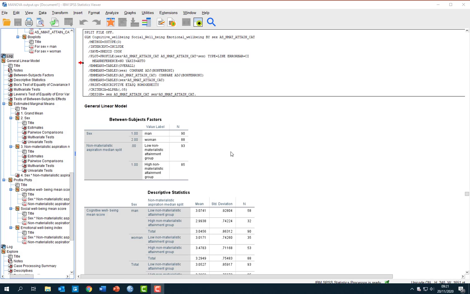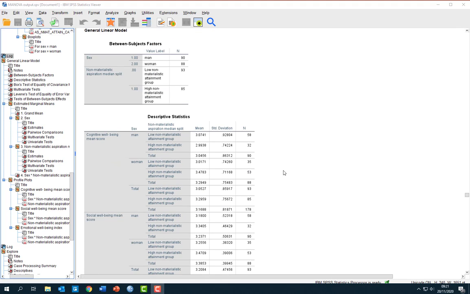So this is the output that we generated for the between groups MANOVA. It's a two-way between groups MANOVA. The first box, we'll just double check that we've got everything set up in the way that we thought. For the gender variable, we've got males and females, the two levels. We've got 90 males and 88 females. In the non-materialistic aspirations median split variable, we've got low and high attainment groups with 93 and 85 in there respectively. When we break it down, we've got less equal groups when we consider both independent variables together. So we have 58, I think, is the largest subgroup size, and 32 is the smallest subgroup size.